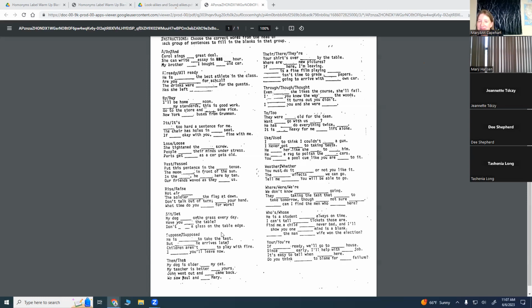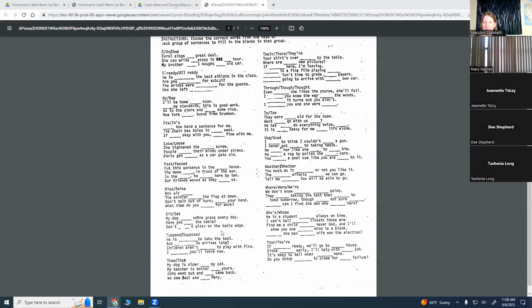Sit, set. One is an action that something does, and the other is having it done to it. So my dog, it's easy, sits, gotta add the S. The table gets set. Don't set a glass on the table edge.